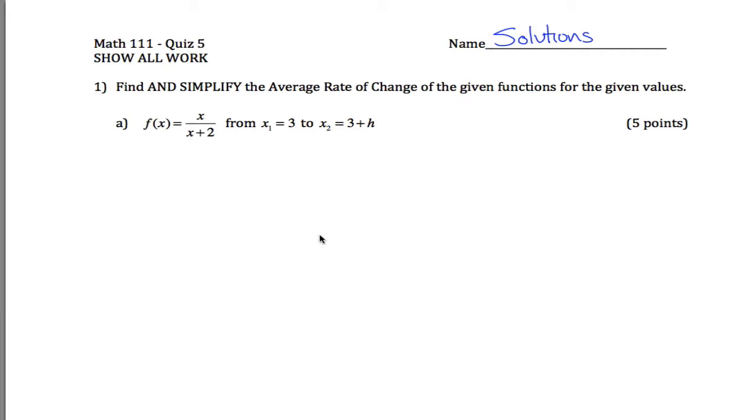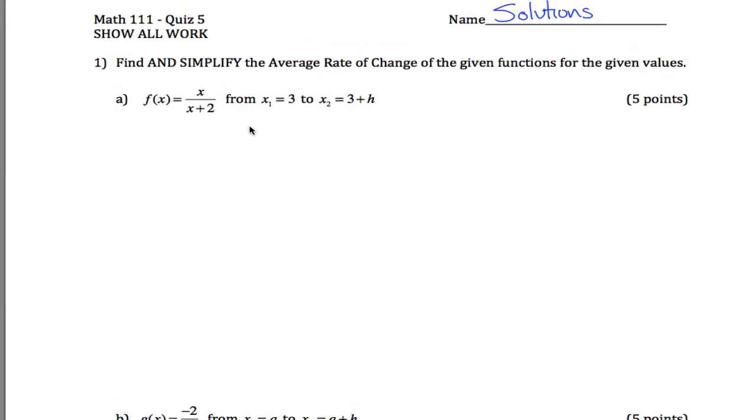Here, quiz 5 solutions for Math 111. In this first problem, there's actually two parts to it. We're given two different functions. There's the other one down there. And for each function, two different x values, and asked to find the average rate of change. To even have a chance here, you have to know what average rate of change is.